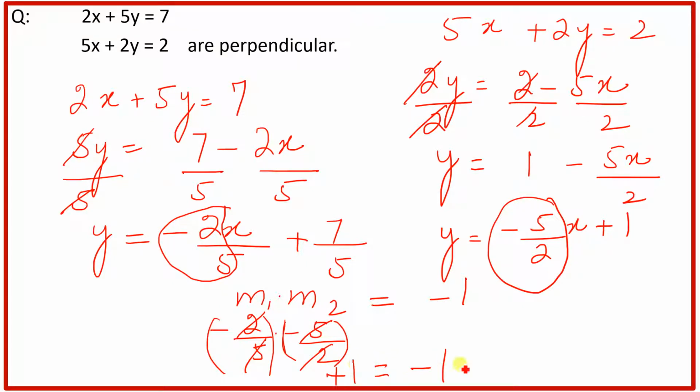So this is not equal. 1 is not equal to -1. It means these two lines are not perpendicular to each other. These are not making an angle of 90 degrees.